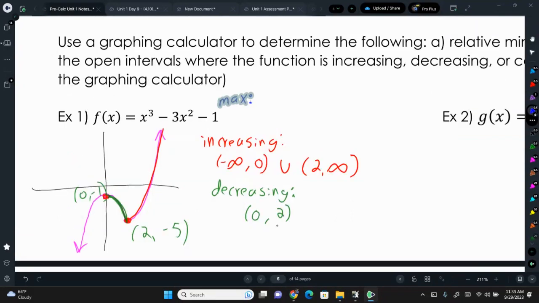So we were also asked to label the minimums and maximums. So the max would be at 0, negative 1. And the minimum would be at 2, negative 5.